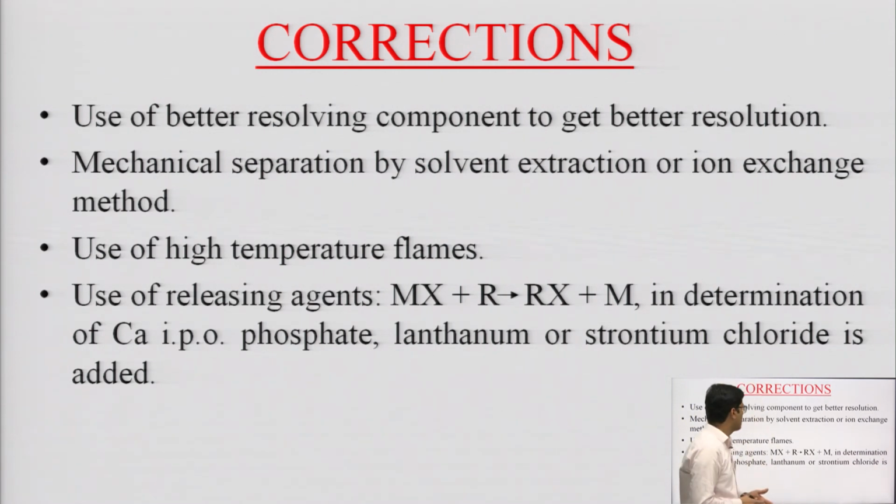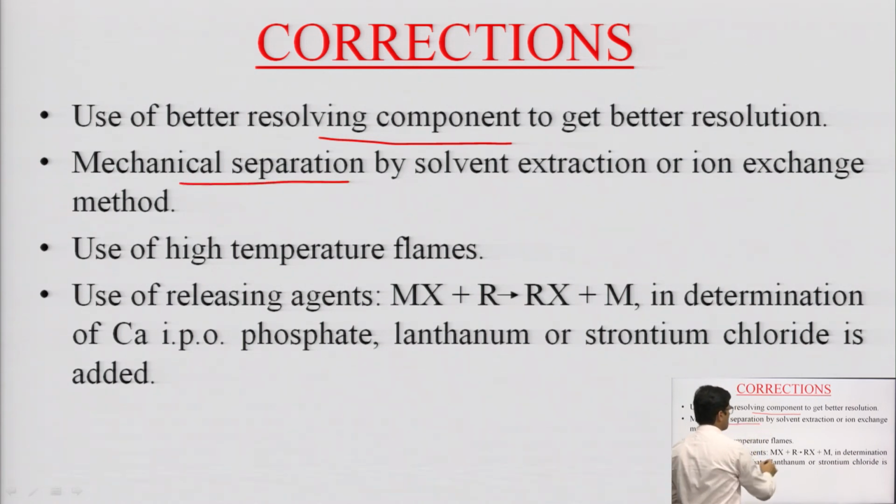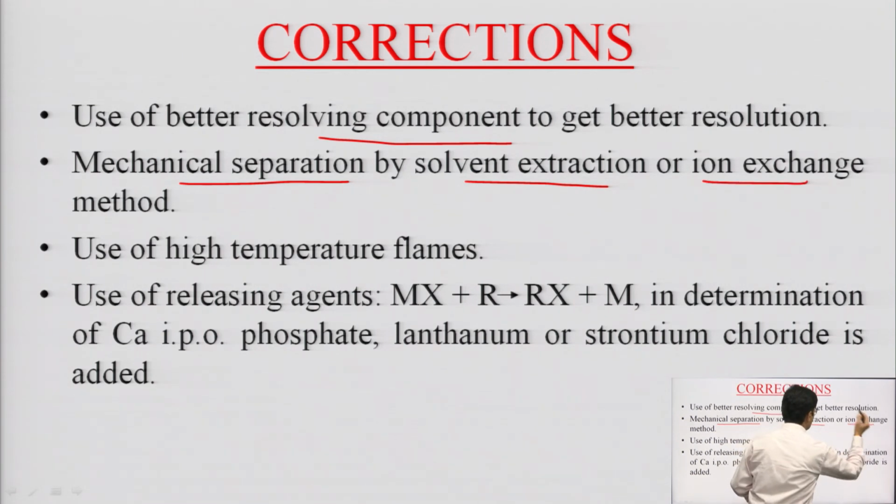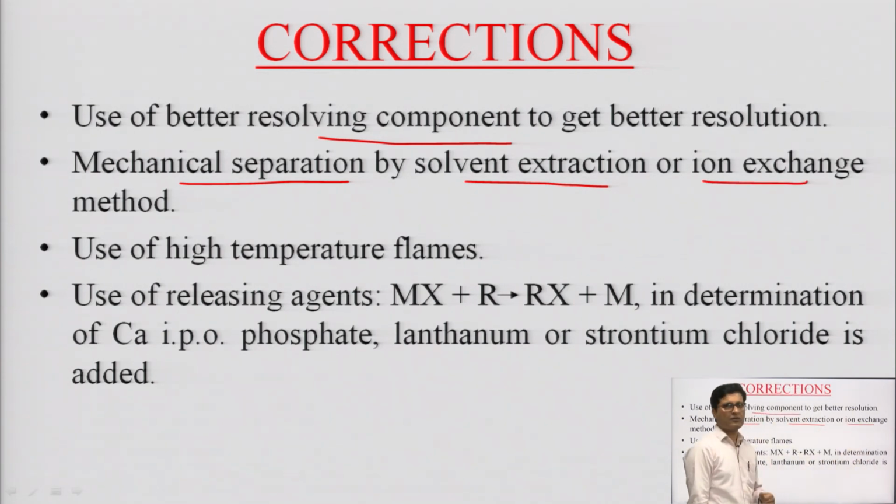First is the use of a better resolving component for better resolution. This is appropriate in the case of spectral interferences. Mechanical separation, solvent extraction, and ion exchange methods can also be applied to separate the interfering impurity. Then use of high temperature flames. High temperature flames are beneficial when cation interactions are there, or when some metal oxide formations are there.